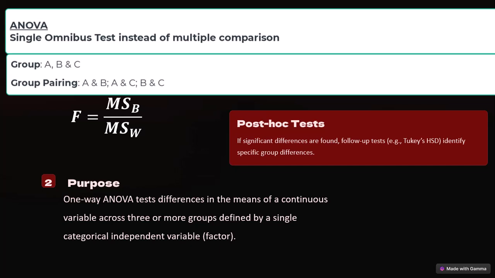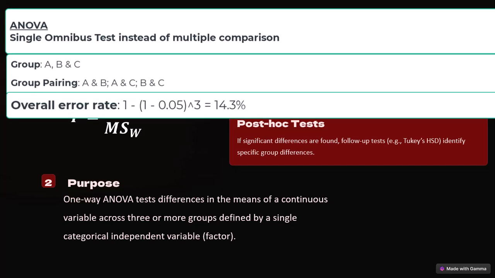Now if we follow this structure, it means that the overall error rate will be 1 minus (1 minus 0.05) raised to the power of 3. When you compute this, you will have 14.3%, that is 0.1426, something like that. So this will not go well with your test of hypothesis at 0.05, because the overall error rate has been increased significantly from 0.05, or 5%, to 14.3%. So using ANOVA will reduce this overall error rate.